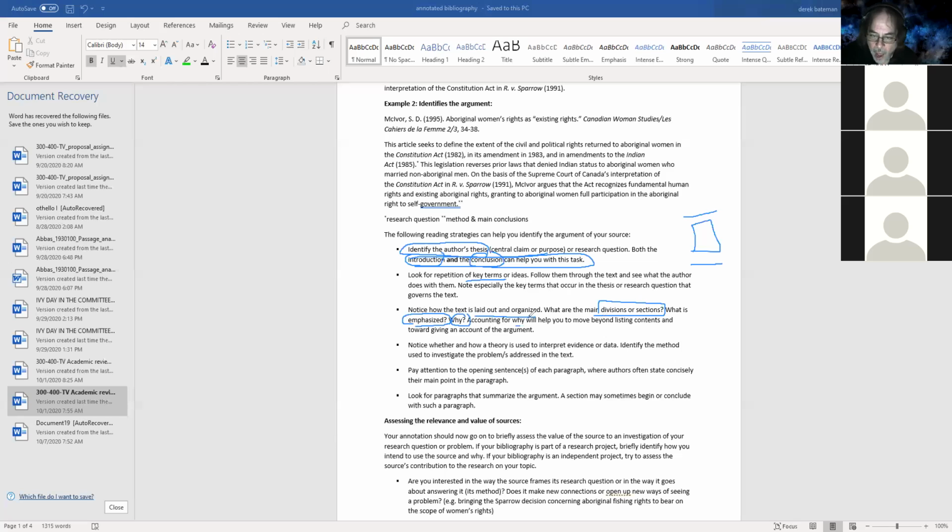So it's the why that will help you move beyond just listing the contents and understanding the argument. When you start reading these articles, as you did with the assignment, first and foremost, what is the argument? What is the subject? That goes without saying. And what's the argument that this person is trying to make in relation to that subject? See if they engage in theory as a means of interpretation of the evidence and data.